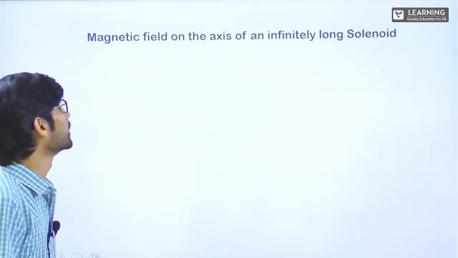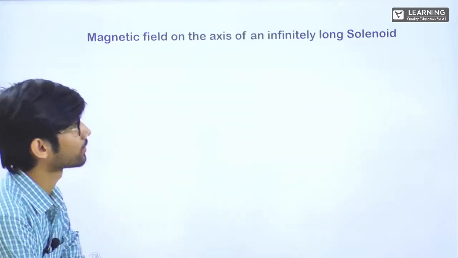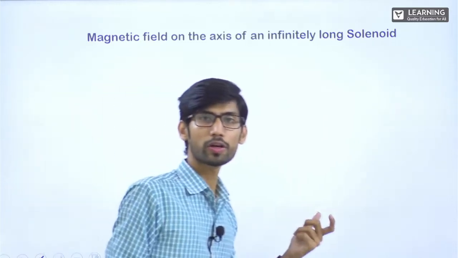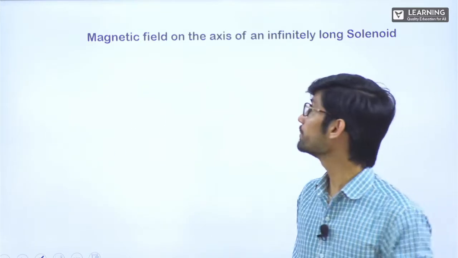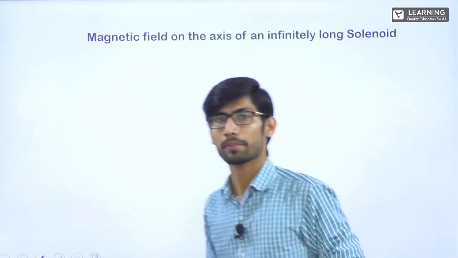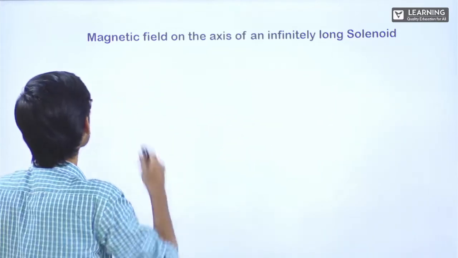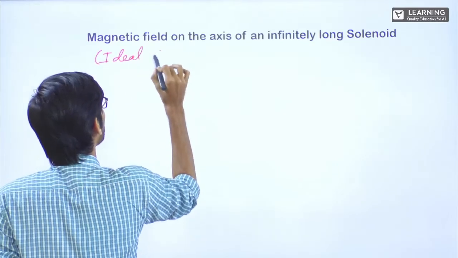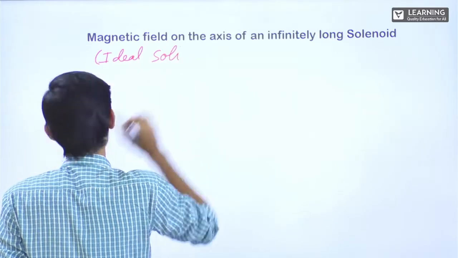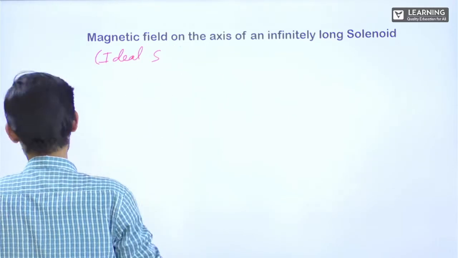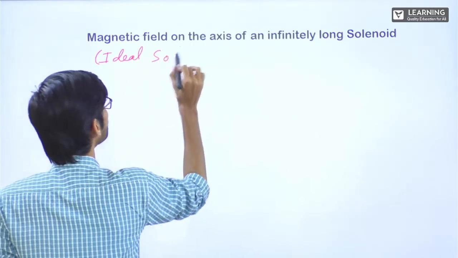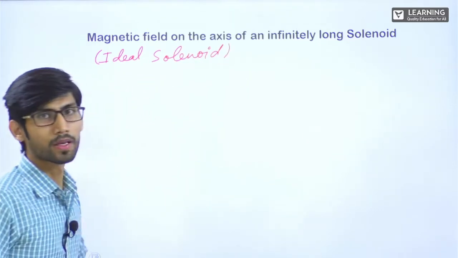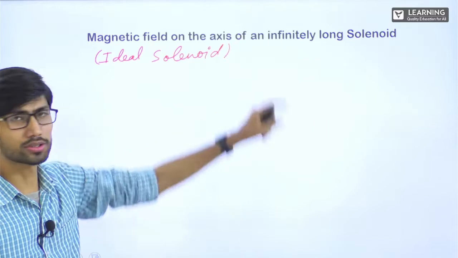Now we come to the magnetic field on the axis of an infinitely long solenoid. Till now we have seen the solenoid of finite length. Now we will be seeing a solenoid of infinite length. Basically, this solenoid is an ideal solenoid. Okay. Why is it an ideal solenoid? Because it is infinitely long.